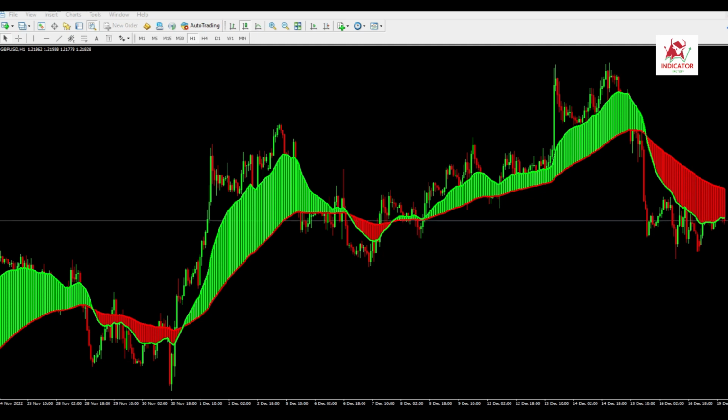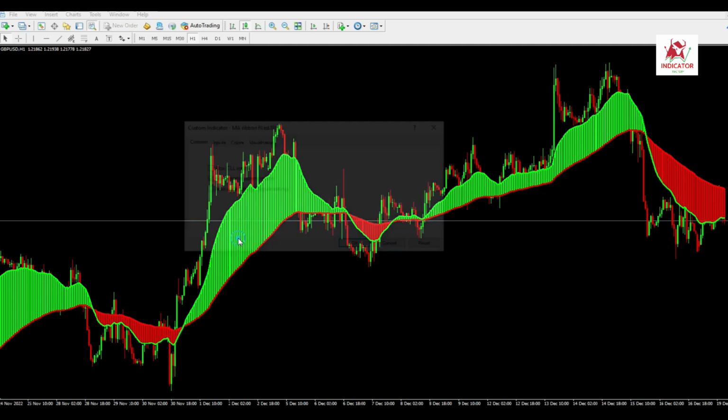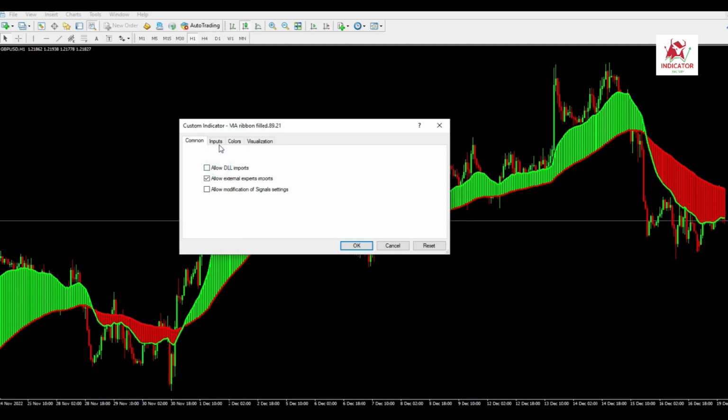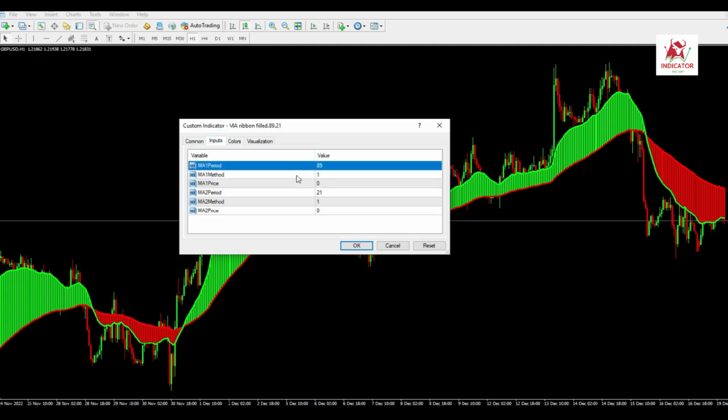Chart setup. MetaTrader 4 indicators: MMR, X4, default setting. MKNC_4, X4, default setting. MA ribbon-filled, 89, 21, X4, default setting.